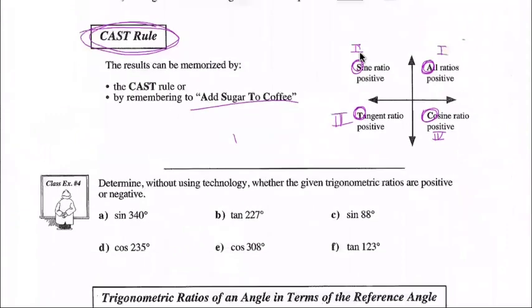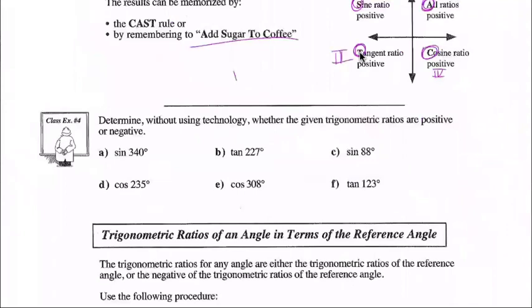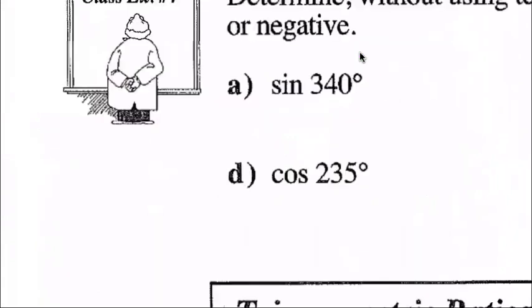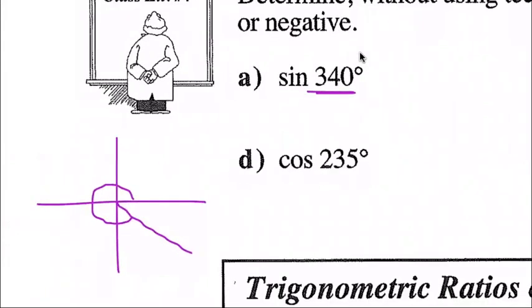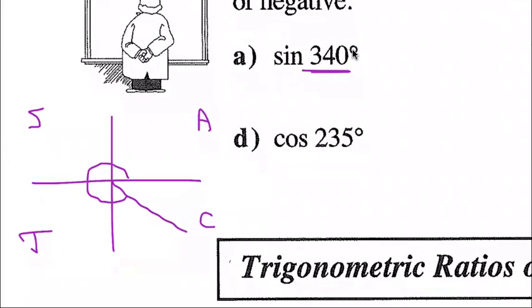So example 4, determine without using technology whether a given trig ratio is positive or negative. So all you have to do is think about, okay, where does 340 degrees terminate? It starts here, it's going to terminate somewhere over here, somewhere in quadrant 4. So I go to my CAST rule, C A S T. In my CAST rule, this says that in quadrant 4, which is where we are, cosine is the only one that's positive. So sine 340 degrees has to be negative. Okay? And you just continually do that each time.